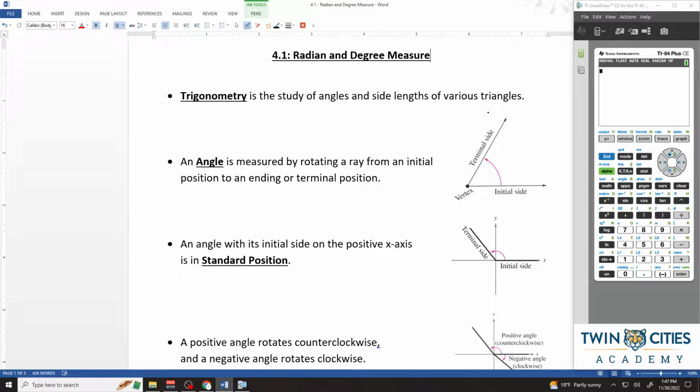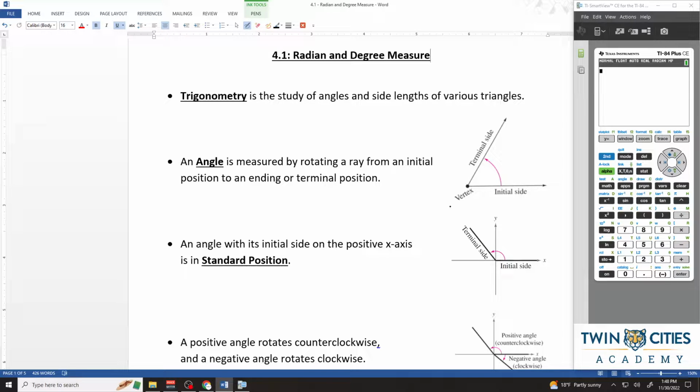Now, what we're going to be doing is primarily working with angles. So what is an angle? It's a measure by rotating a ray from an initial position to an ending or terminal position. So we've got one here. It looks like it started out with a vertex going off to the right, and then we just rotated this a little bit counterclockwise, and we ended at a terminal side.